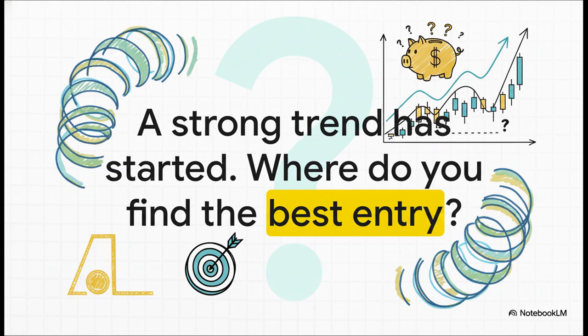A stock is in a massive uptrend, but you missed the initial launch. You know the classic advice is to buy the dip, right? But where is the dip? Where is that perfect spot to jump in before it takes off again? That's the million-dollar question we're going to tackle right now.